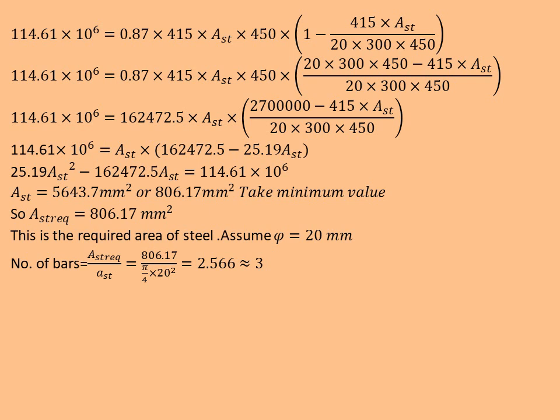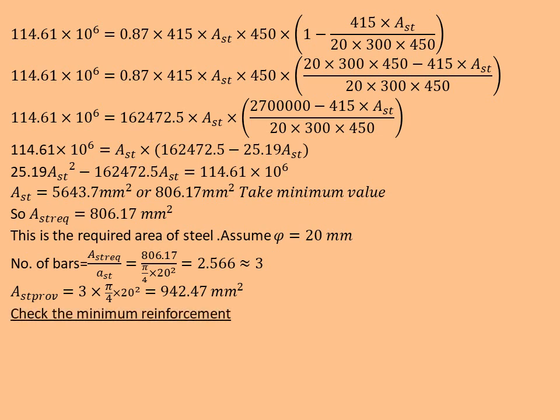Now we find AST provided, that means the area that has to be provided for these bars to be incorporated in a beam. So AST provided is equal to 3 into pi by 4 into 20 square, that is 942.47 mm square. Now we check the minimum reinforcement. Now we have to see whether it is safe.